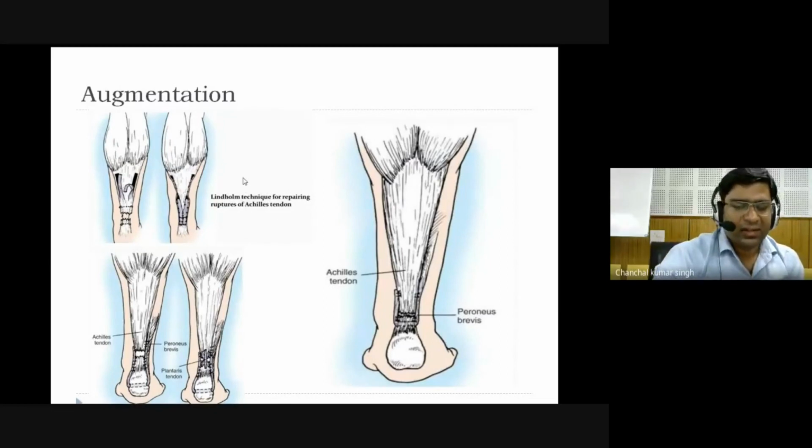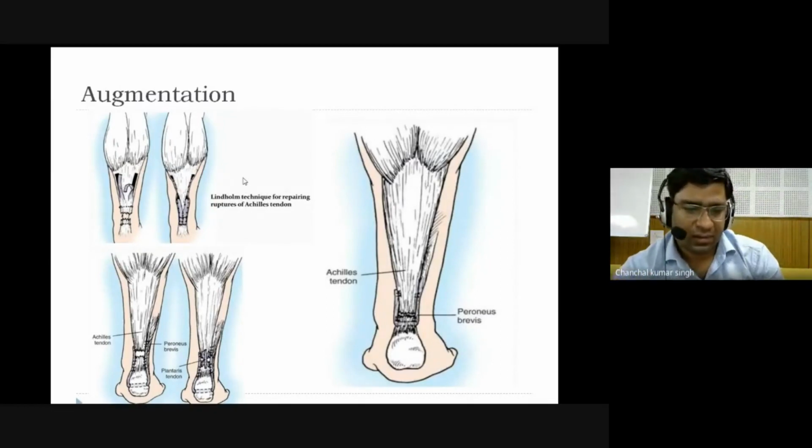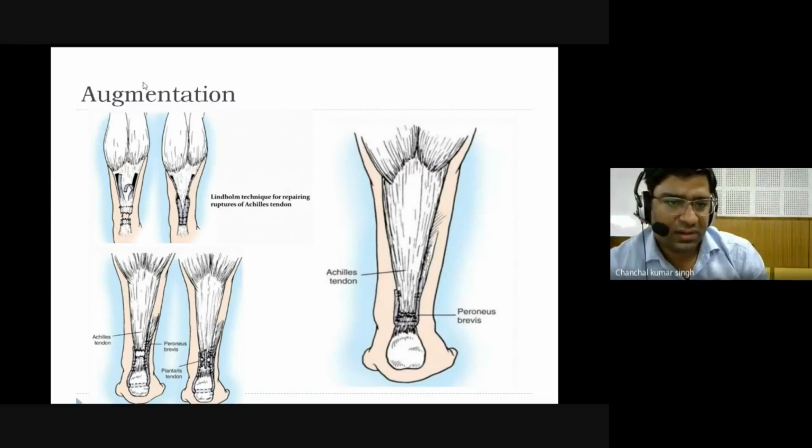When you have a degenerative tendon, you use different techniques. This is the Lindholm technique. Basically, here you do an advancement. You detach a sleeve of the aponeurosis and do a double breasting of your repair. You do a primary repair here and then do a double breasting of it. Here it is the plantaris augmentation. You detach the plantaris tendon from its attachment, and you augment the reconstruction using it.